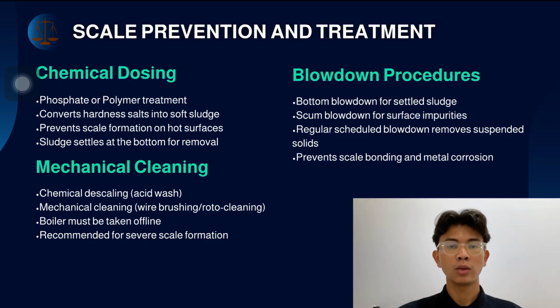To prevent this, we can use these methods. First is chemical dosing. We use phosphate or polymer treatment to convert this hard salt into a soft sludge which settles at the bottom. Second is blowdown. We perform regular bottom blowdowns to remove that sludge and scum blowdown to remove surface impurities. If the scale is already severe, the boiler must be taken offline for chemical acid washing or mechanical wire brushing.